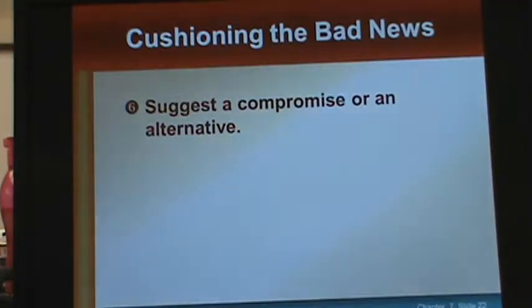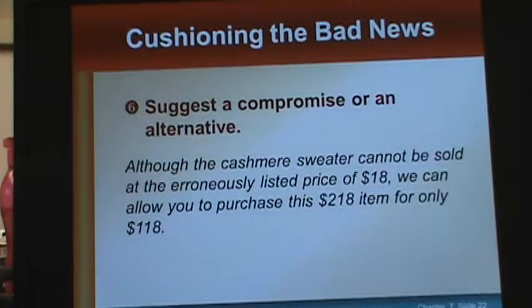Suggest a compromise or an alternative. So although the cashmere sweater cannot be sold at the erroneously listed price of $18, we can allow you to purchase this $218 item for only $118. So the wrongly marked sweatshirt was not $18, it was $218. And in delivering the bad news that it's not $18, they're going to give you a little bit of good news with it, saying that they're going to mark it down some.